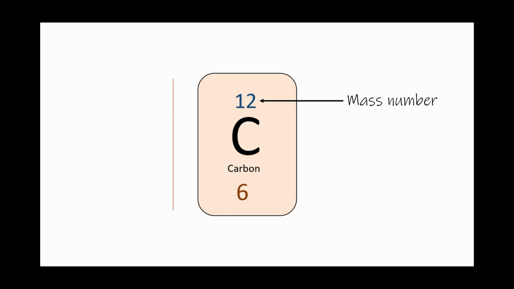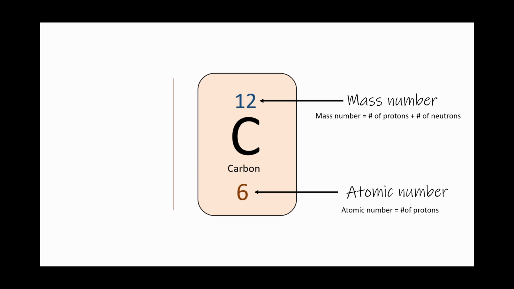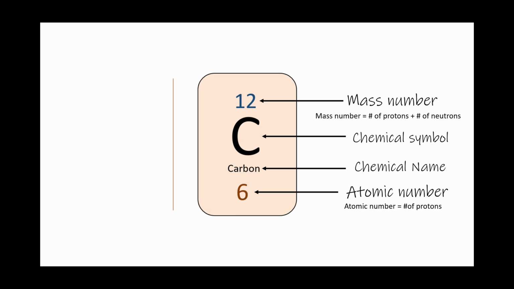The bigger number is called the mass number. Now, the mass number is the number of protons plus the number of neutrons. So it's a bigger number, mass, big mass. The smaller number is called the atomic number, and it's the number of protons only. And just for completeness, C is the chemical symbol and carbon is the chemical name. And that's all the information you get from one of those tiny squares on a periodic table.